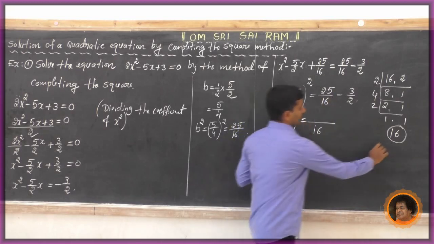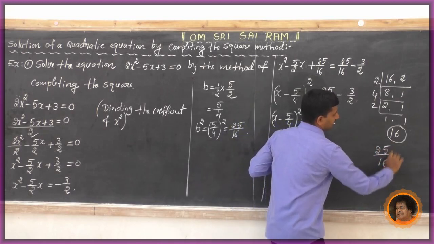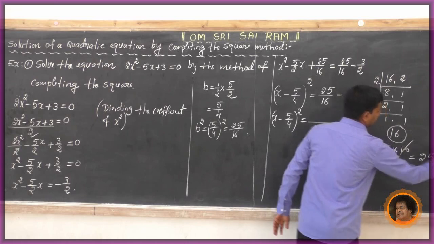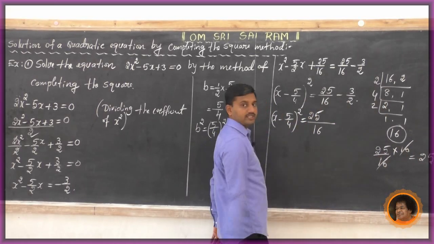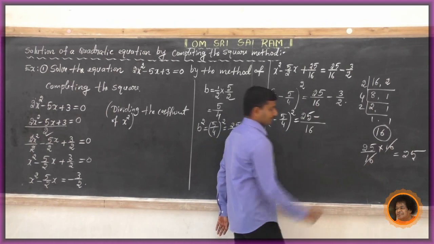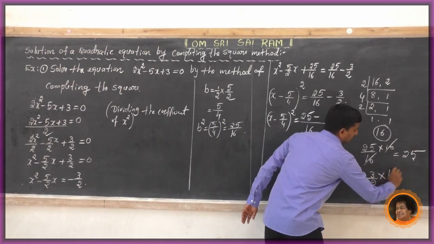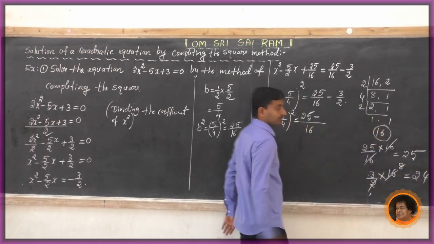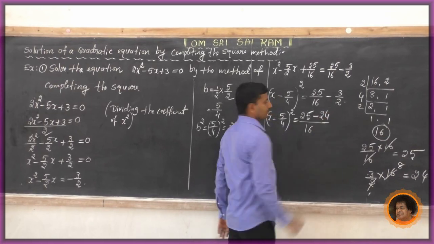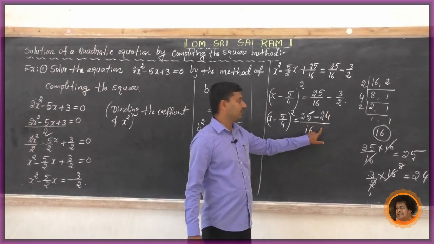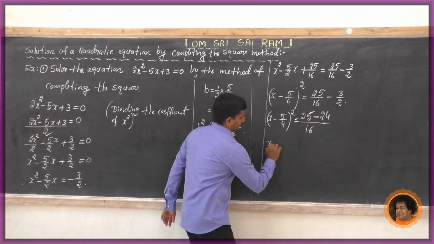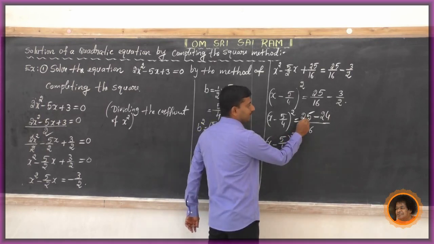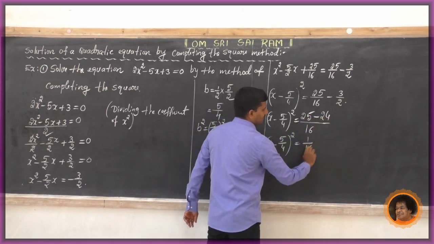How to write the numerator? For 25 by 16, multiply by the LCM. 16 cancels, so we get 25. For the second term, the sign is minus: 3 by 2 multiplied by the LCM. 2 eights are 16, so 8 into 3 is 24. So the numerator value is 25 minus 24, divided by 16. Next, x minus 5 by 4 whole square equals 25 minus 24, that is 1 by 16.